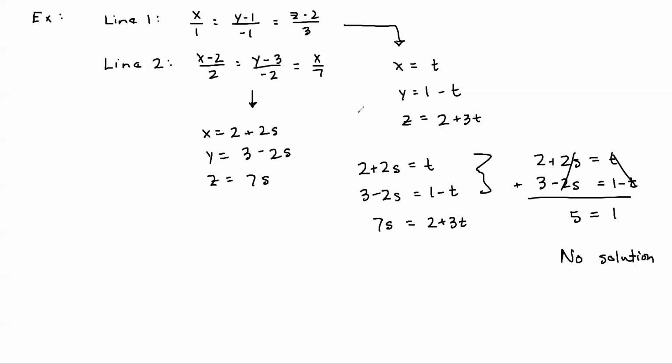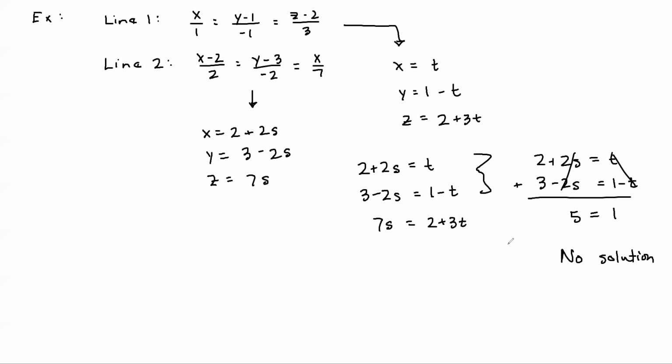Okay, so in our goal of trying to find a point that would satisfy this equation and satisfy this equation at the same time, right, which we tried to accomplish by setting the equations equal, we ended up getting a false statement. We ended up getting that there's no solution, right? So that's what happens when the two lines are skew, right?